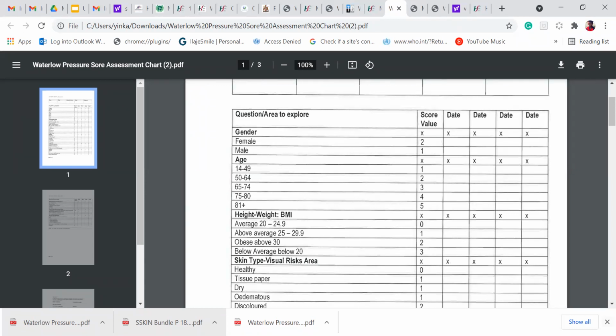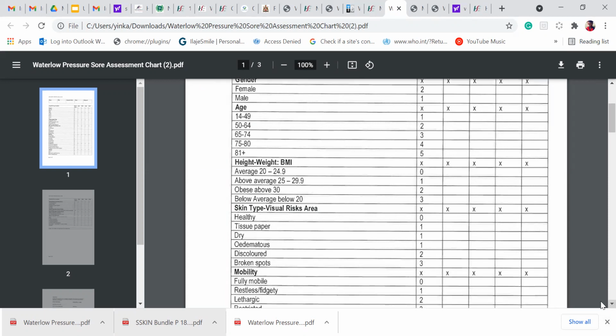Skin type: what's the visual risk area? Is the skin healthy by mere looking? Is the skin tissue paper-like? Is it dry? Is it oedematous? Is it discolored or broken skin? So you give the required score to it as well.